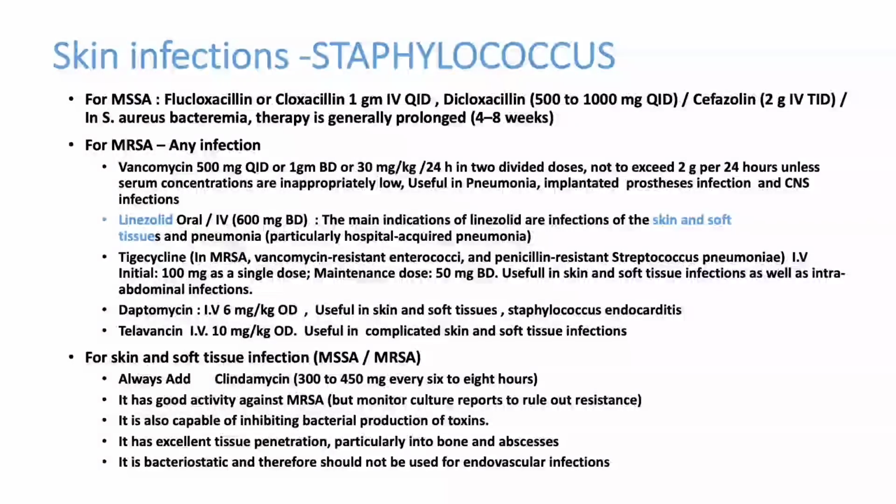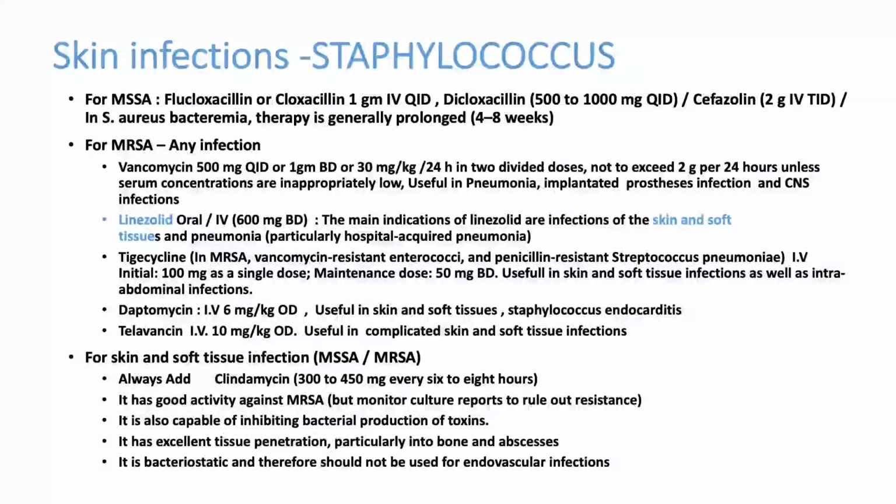If you are sure that it is only MSSA, if you have a culture report, or if it is an acute infection, we are not suspecting MRSA. When the patient has gone to multiple hospitals or there are multiple admission histories, then we have to always think about MRSA. Otherwise, we can suspect MSSA in soft tissue infection and we can start flucloxacillin. Otherwise, go for linezolid in MRSA suspicion.